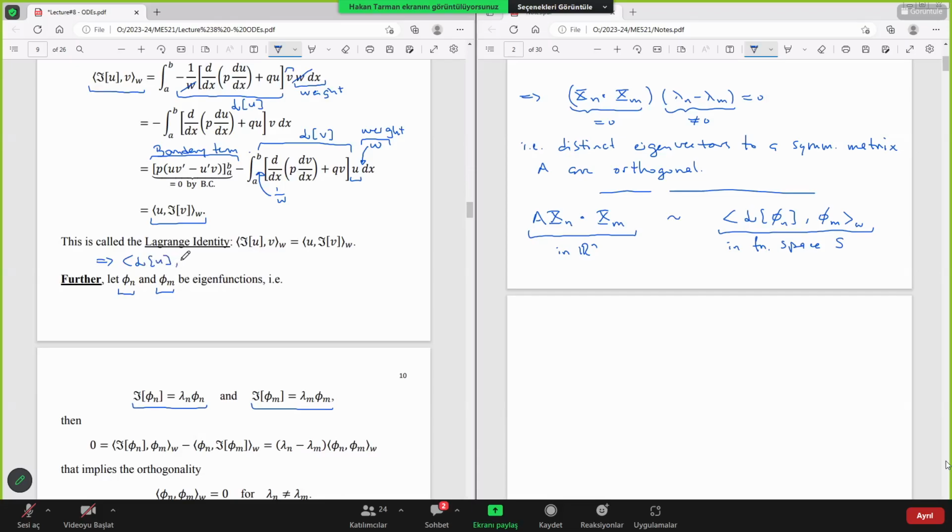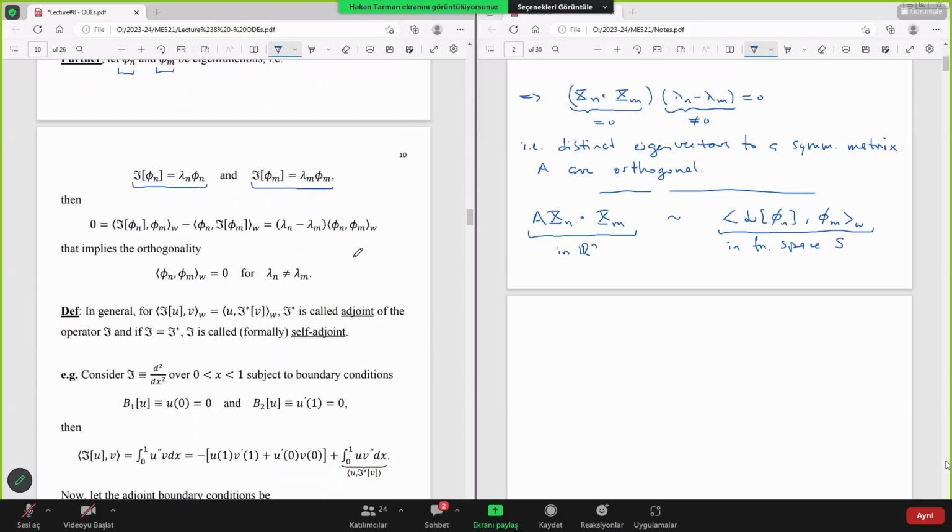L(U), V weighted minus U, L(V) weighted equal to 0, right? That's what it says. Okay, so that's what I do.